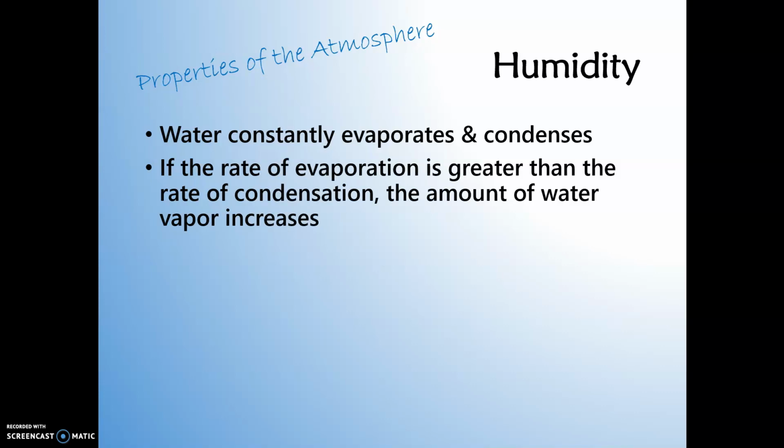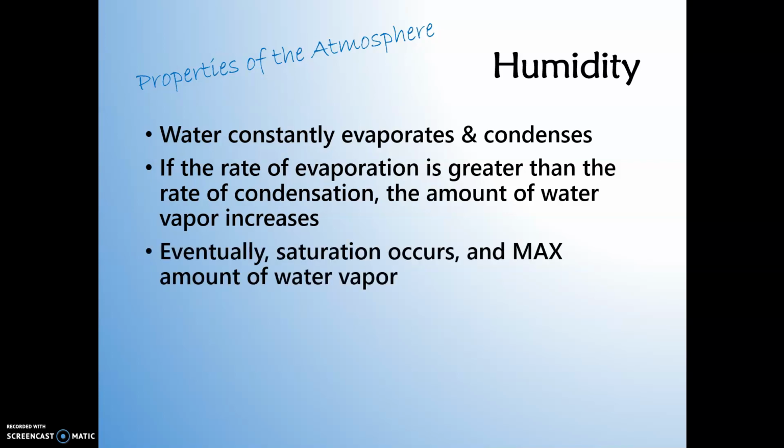Now, if there is more evaporation than there is condensation, the water vapor in the atmosphere increases. In other words, if we have more liquid water turning to gas than we do water vapor turning to liquid, then we are going to have more humidity, a higher amount of water vapor. Eventually, if there is enough evaporation and not enough condensation, then it is possible to max out the amount of water vapor in an atmosphere, or in that part of the atmosphere. And we'll talk about what that means in just a minute.